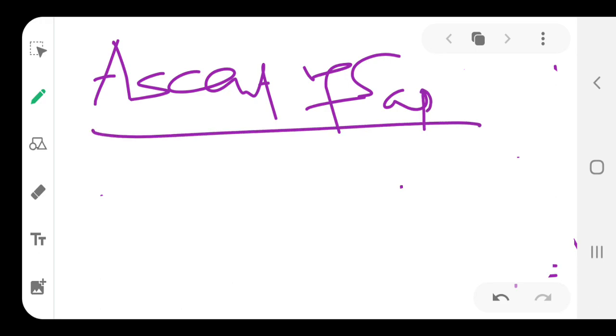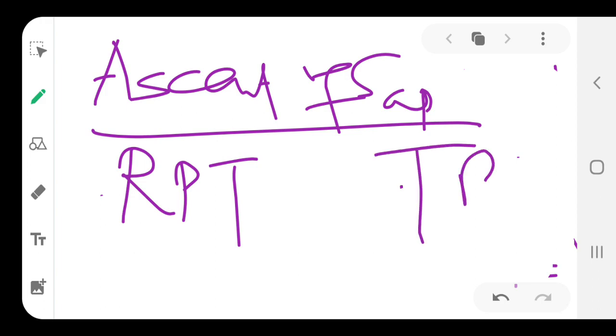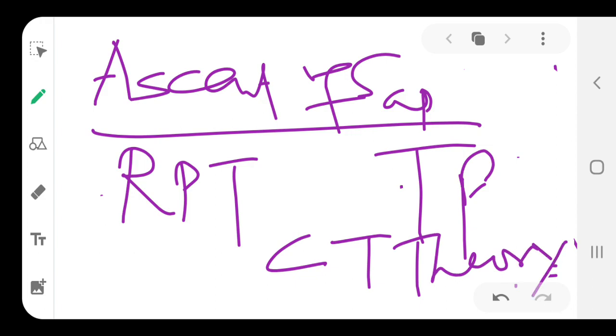We have the 2 main theories for it. One is root pressure theory, RPT, we call them in short. Then is transpiration pull and cohesion tension theory. So with these 3 forces, or you can say processes, the sap will be moved up against the gravity.